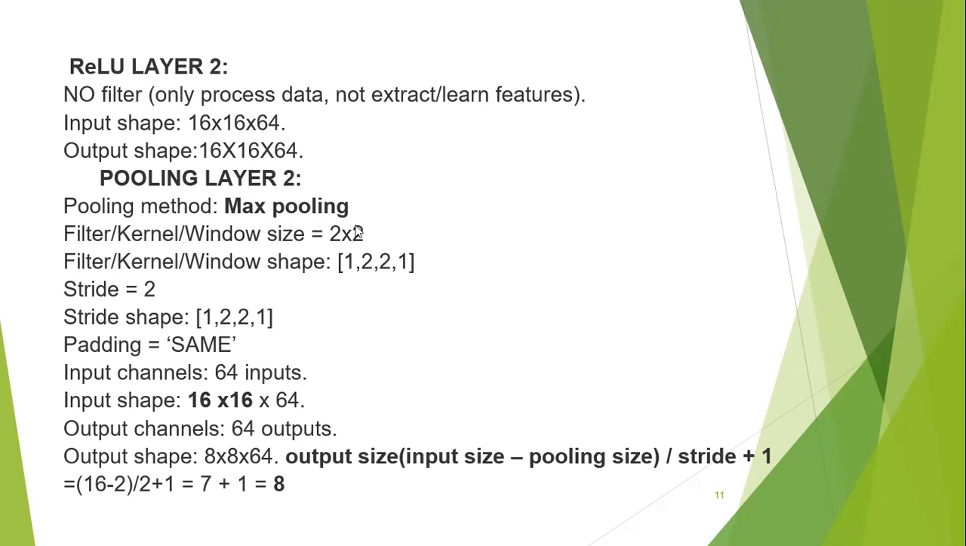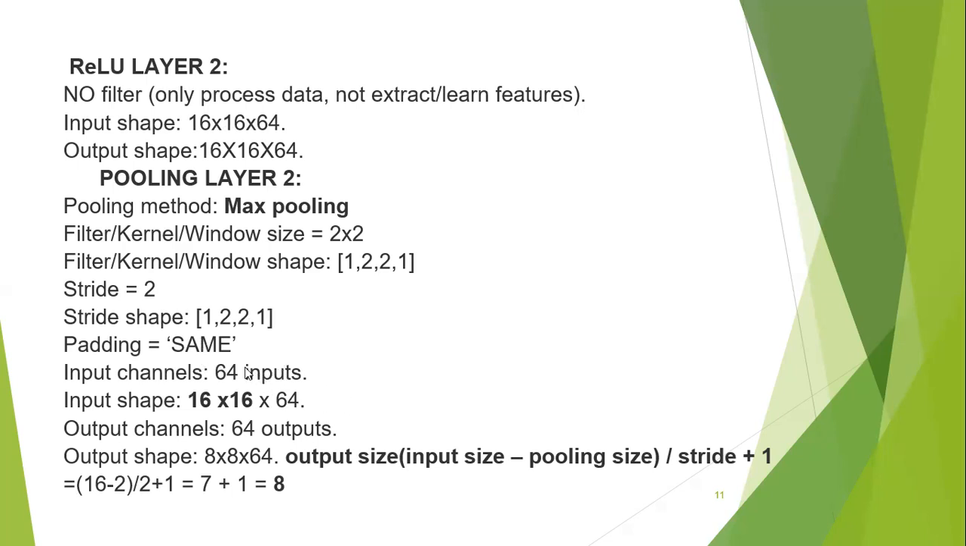The method we use is the max pooling method. Also here we use a 2 by 2 window size or the kernel size. And here we use the window shape 1, 2, 2, 1. For this one we use stride 2, which means for the pooling layer, the filter moves 2 pixels each time. And here we also keep the same padding.